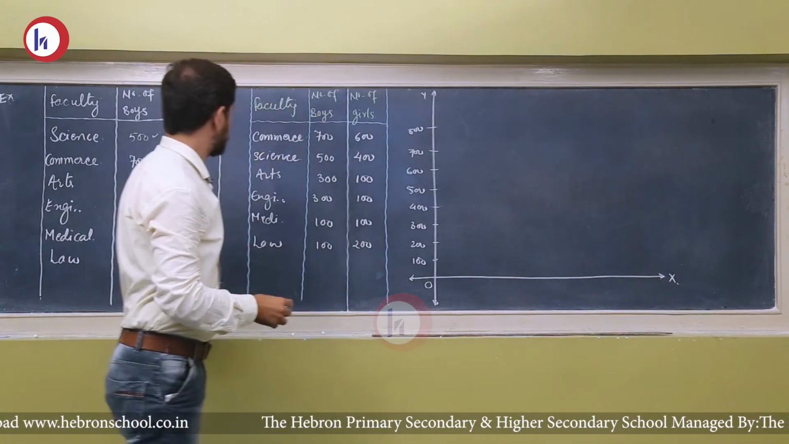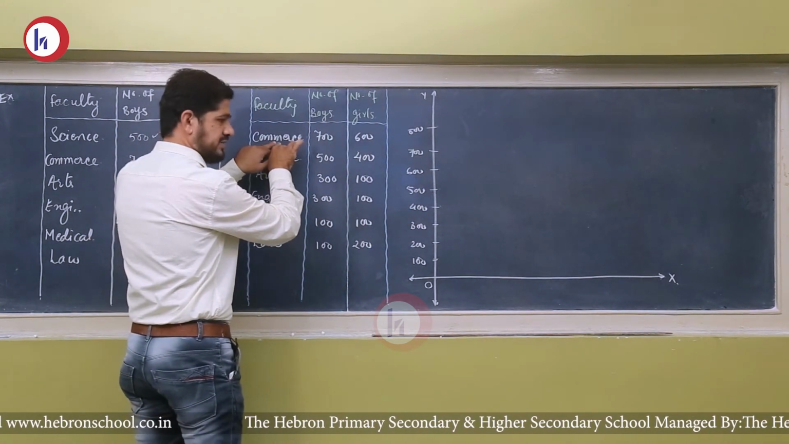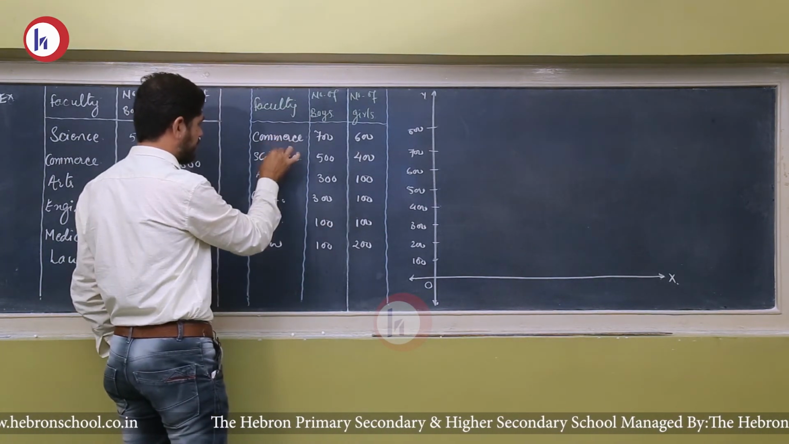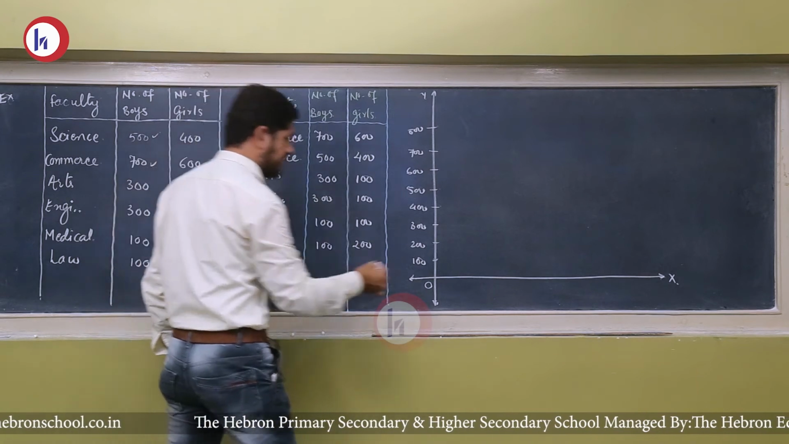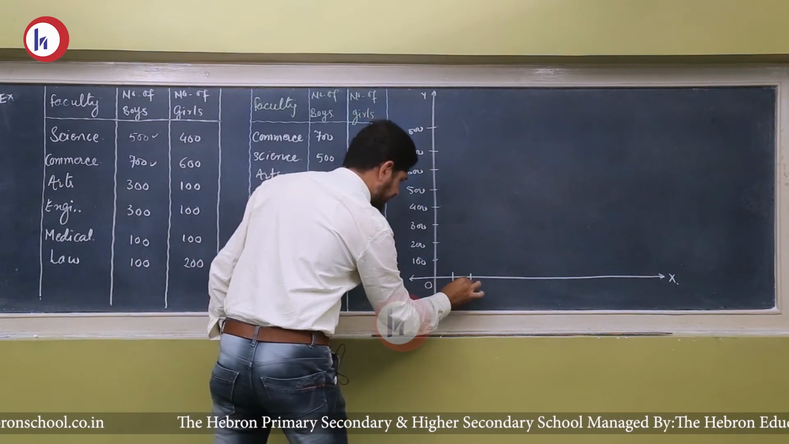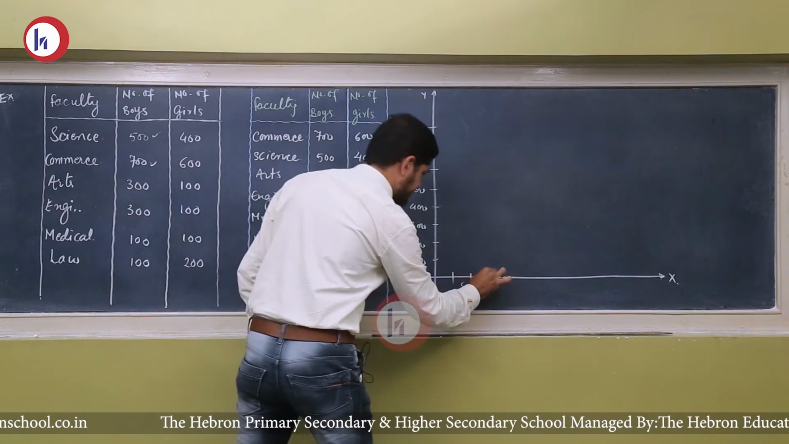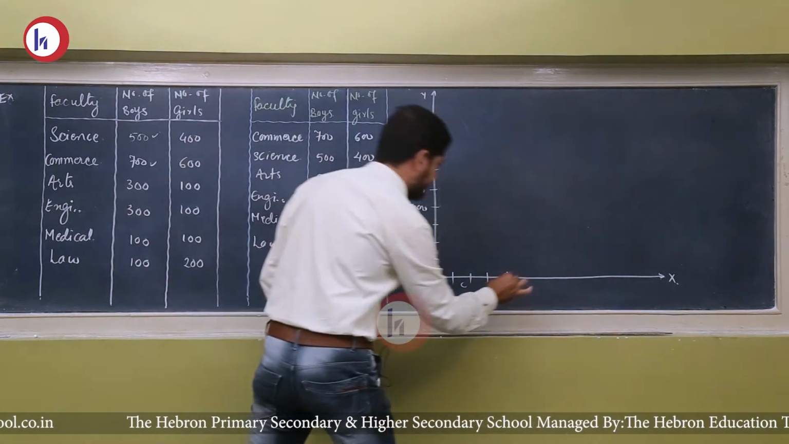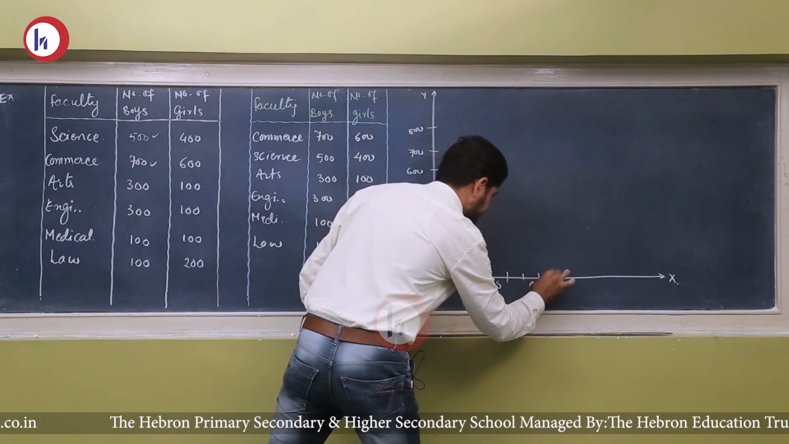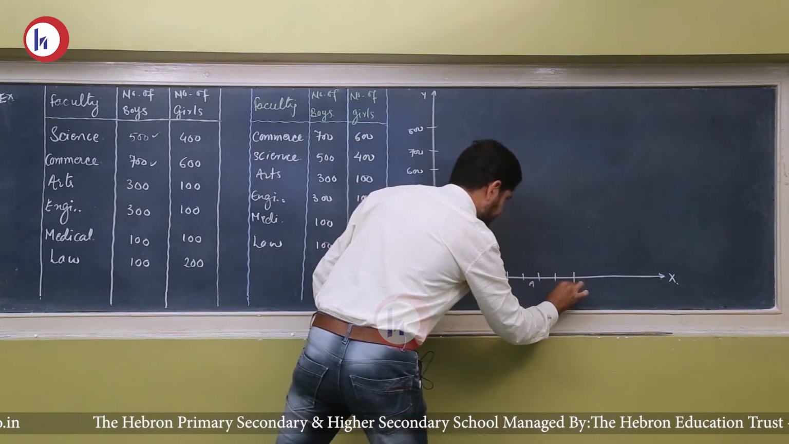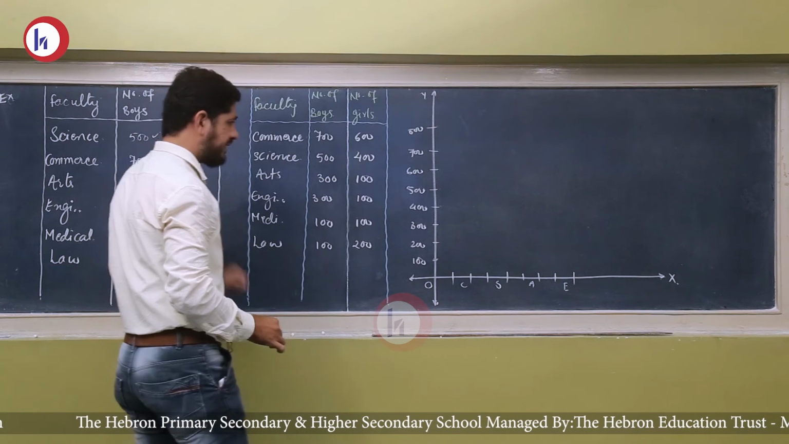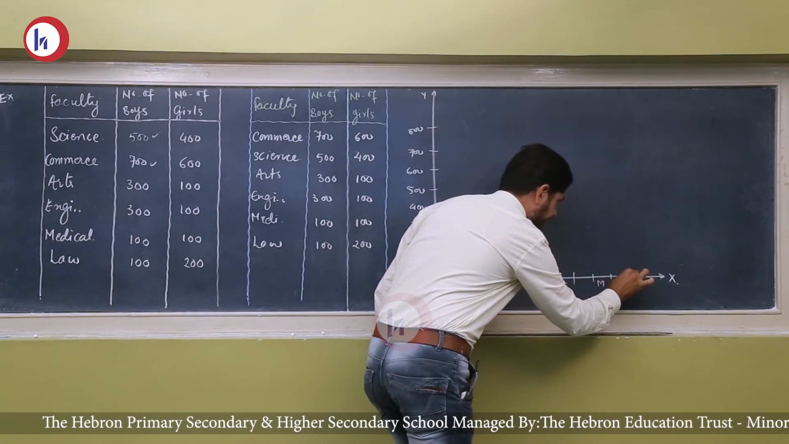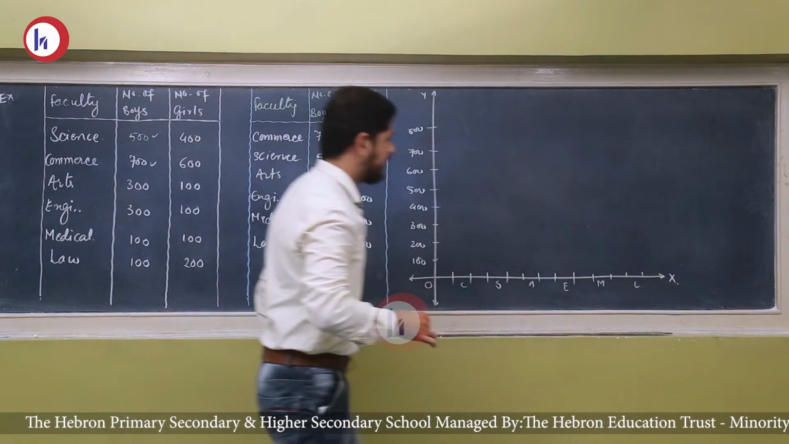So the faculties will be represented on the x-axis. So we have 1, 2, 3, 4, 5, 6. Commerce, take it as C, then science, S, arts, engineering, finally medical and law, and the last is law.